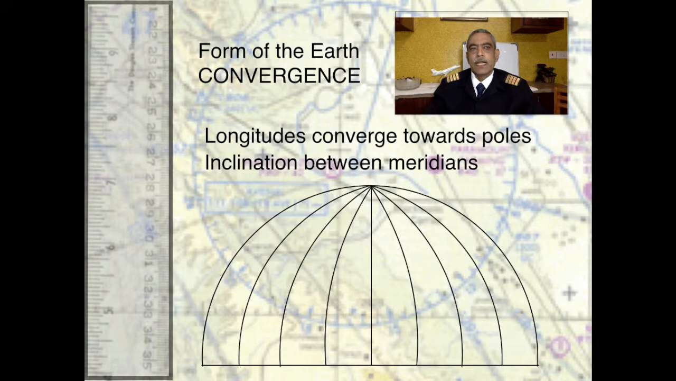Okay, let's learn another new terminology called convergence. As we explained, all the longitudes, because of the Earth's spherical surface, and we have defined longitude as such, they all converge towards the poles. And along a latitude, you will find that there is an inclination between the meridians. This inclination is called the convergence.